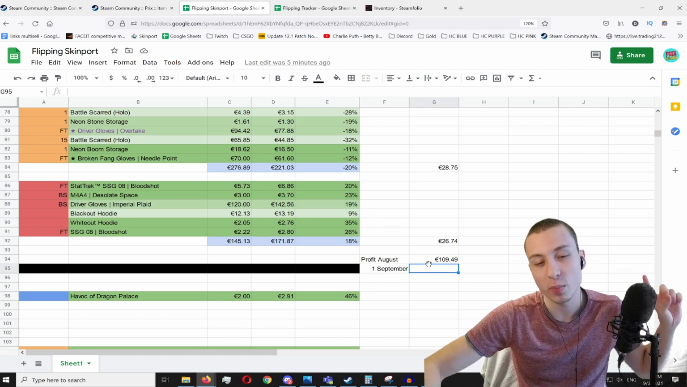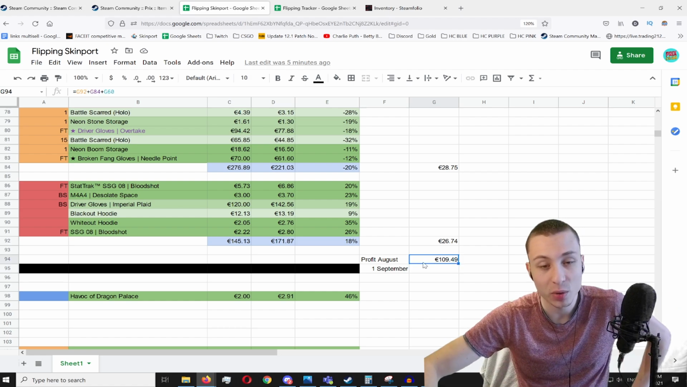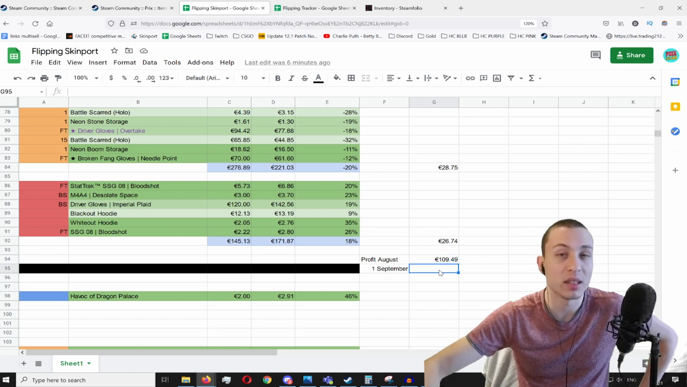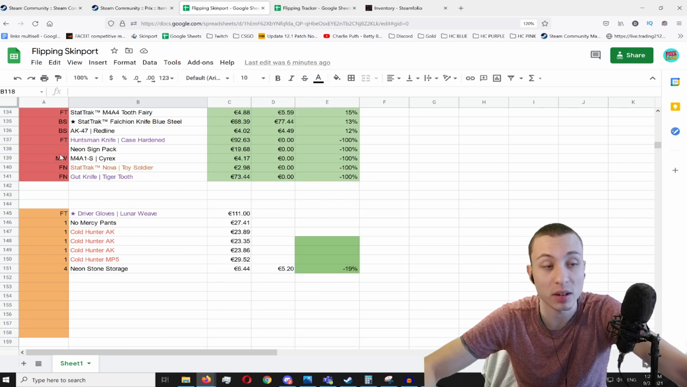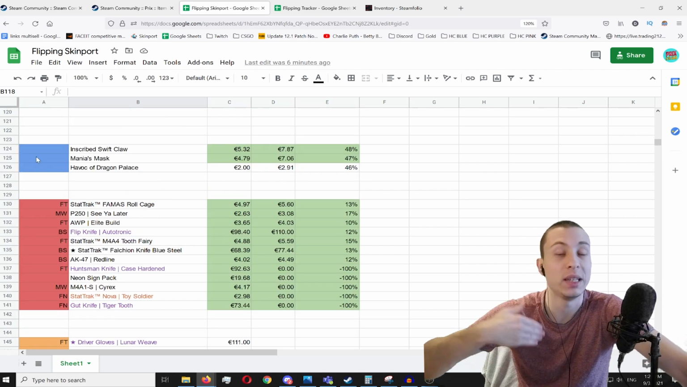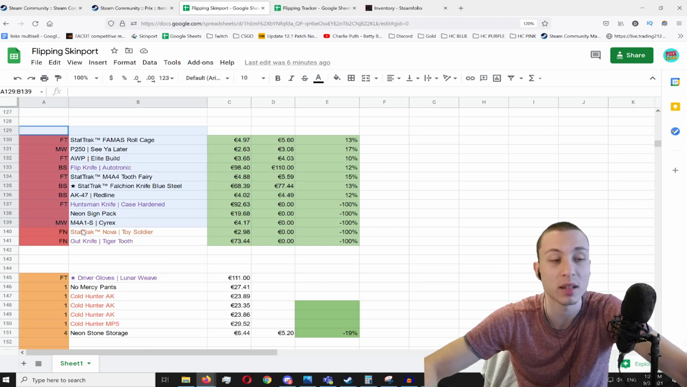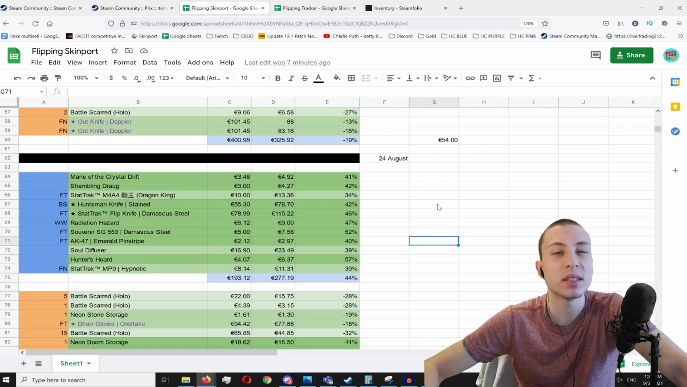Now I actually started doing profit checkpoints, not just checkpoints every time I make a video about it. So I have a better understanding of how much I made in every month and every week and stuff like that. At the very bottom here I have items that I haven't fulfilled yet. So these are items that I bought with the intent of selling. The blue ones I bought with the intent of selling on Steam, red ones cash for cash, and the orange ones you already know.